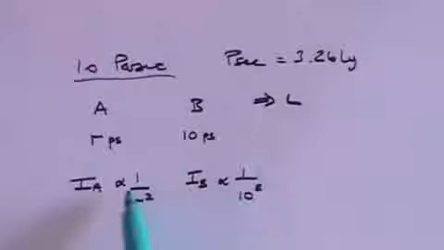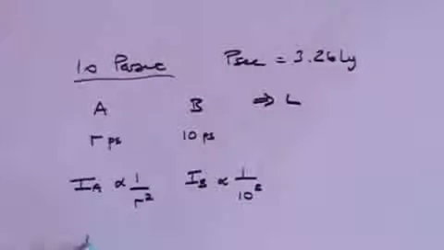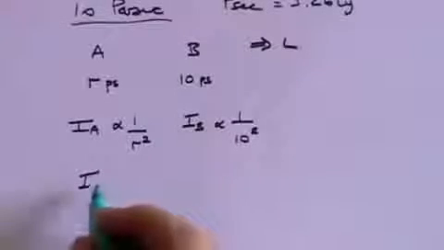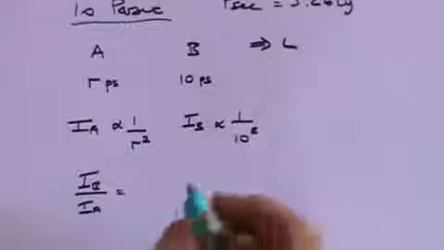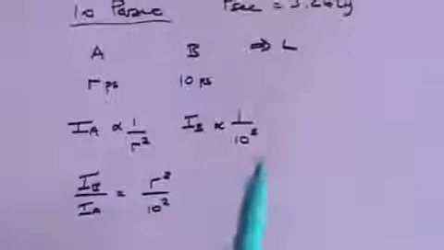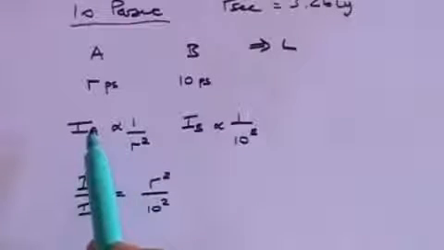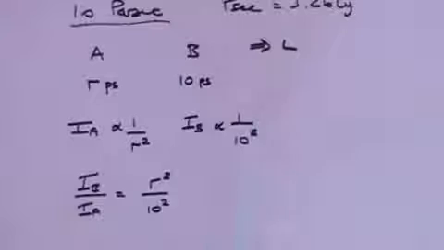And since the constants of proportionality will be the same, that means that if you take IB divided by IA, that will equal r squared over 10 squared. Because we take that term divided by that term, we'll have r squared divided by 10 squared.